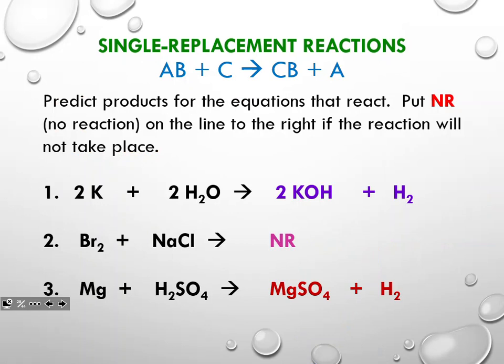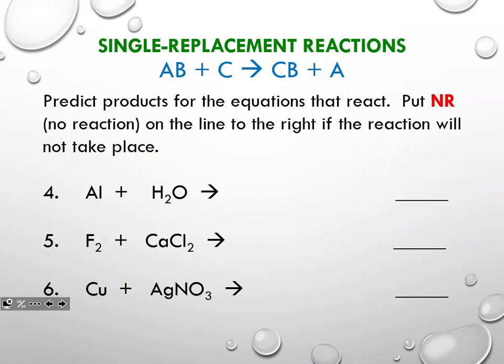So we already did 1, 2, and 3, and we did 4, 5, and 6. No, we didn't do 4, 5, and 6? Okay, so let's look at 4, 5, and 6. Take a look here. The first thing I do with 4, though, is aluminum and water. I change water to what? HOH, yes, because we want to be able to replace the cation there.